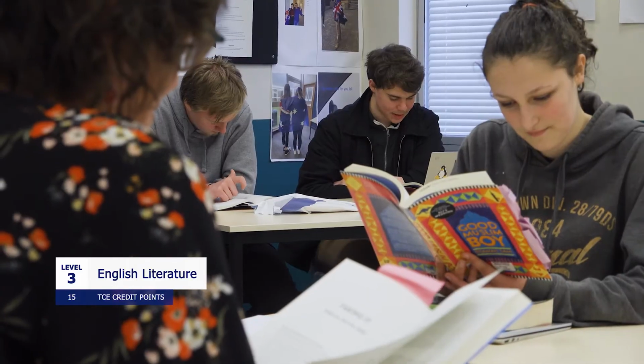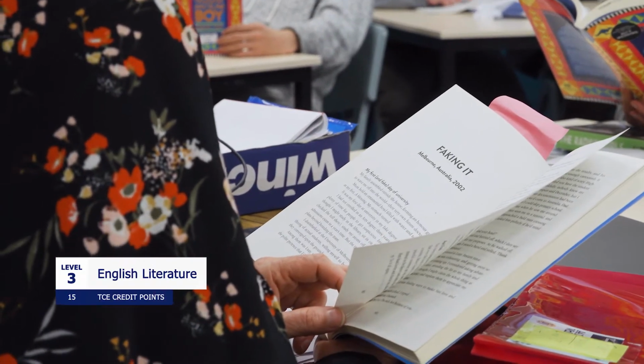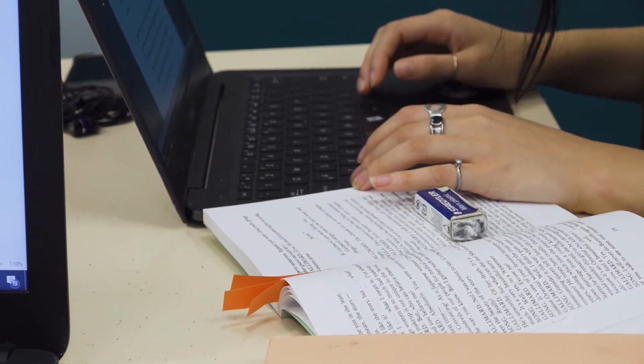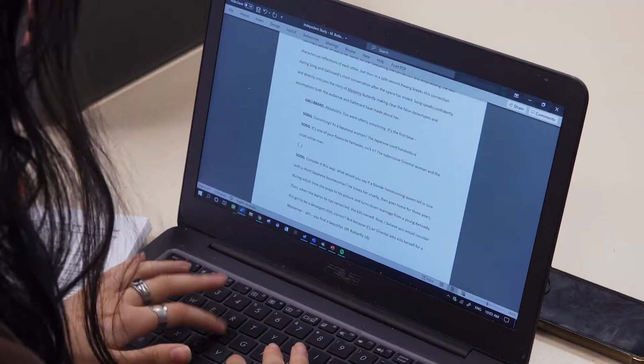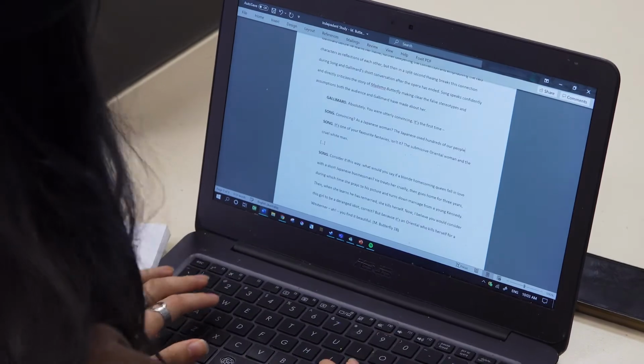What's the difference with English literature? The difference with English literature is that we study a pre-20th century text. So, for example, we started the year with Shakespeare's The Tempest, and now students are working on an independent study. The independent study is a choice from a text list. There's a long list of choices, and you as a student get to choose what you're going to do. You write 2 sections, a creative section and an analytical section. That's the independent study, and you don't have that in English 3.